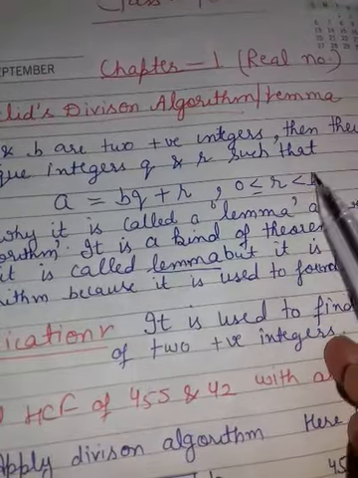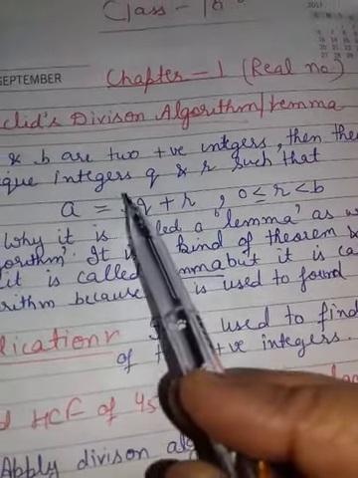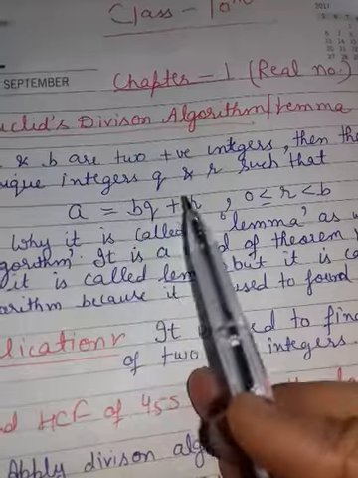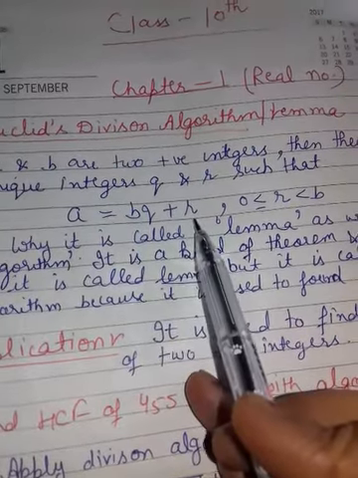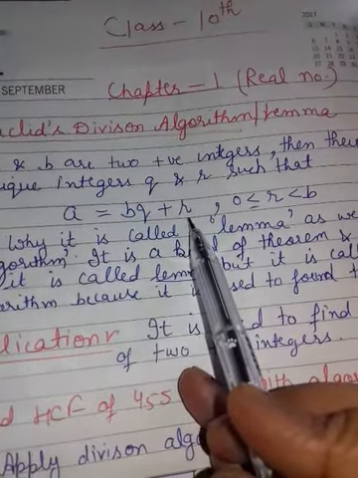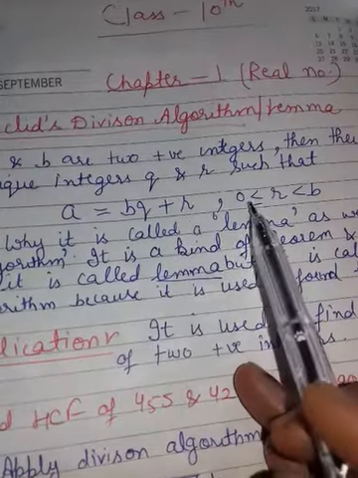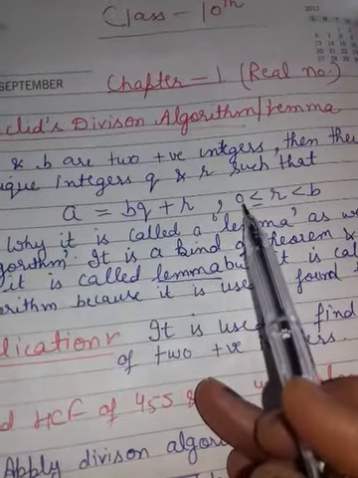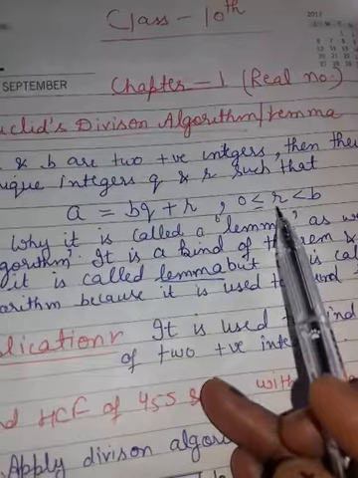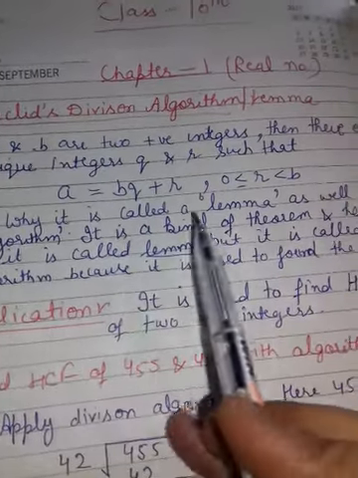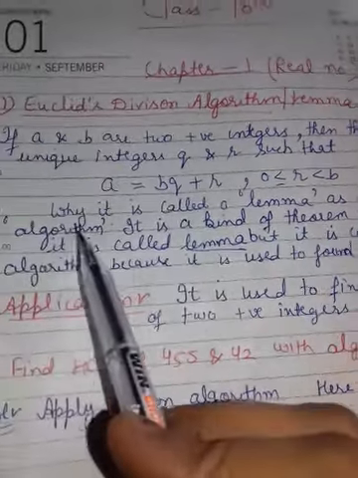And you know this thing, that the remainder is always less than this number. Because if it's the same number, then we can divide one more step. So it is always less than this. And it can be 0 also. Clear?